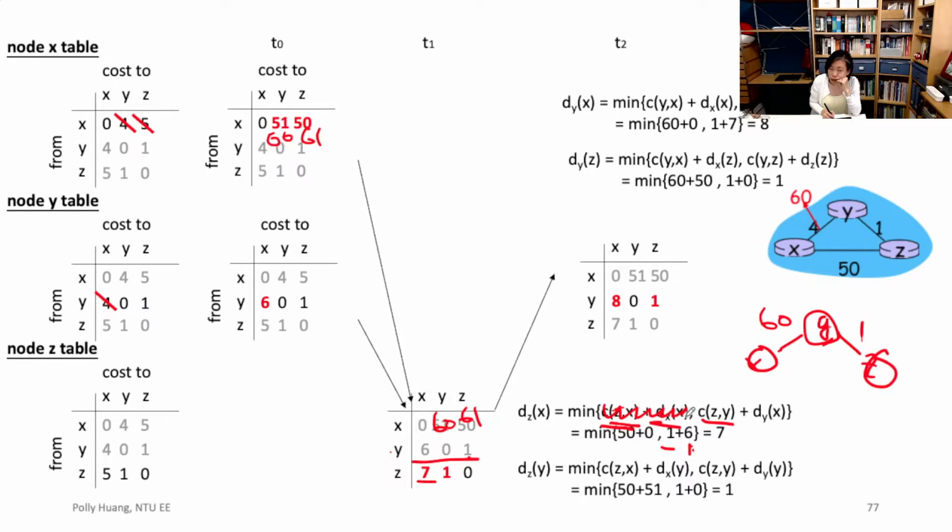This is going to X. So YX, 6. Yeah, still 6. So still get 7. Similarly, to calculate DZY, we try only one neighbor. ZY is 1. DYY by default 0. This is 1. Okay, so this 7, 1.